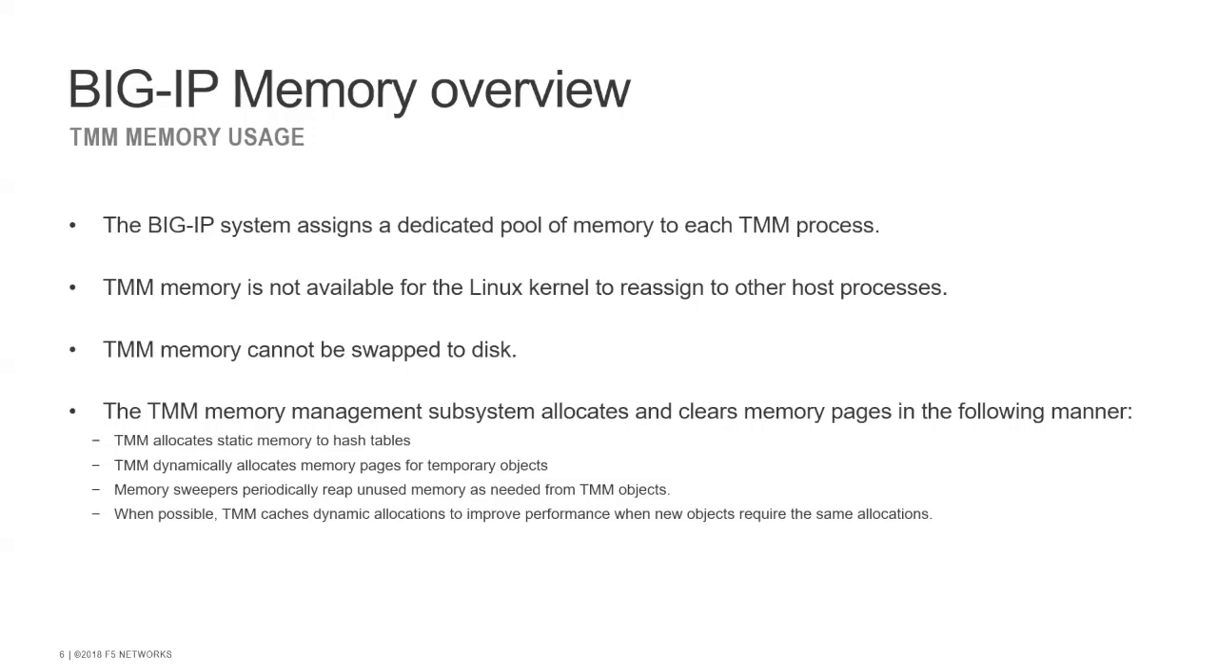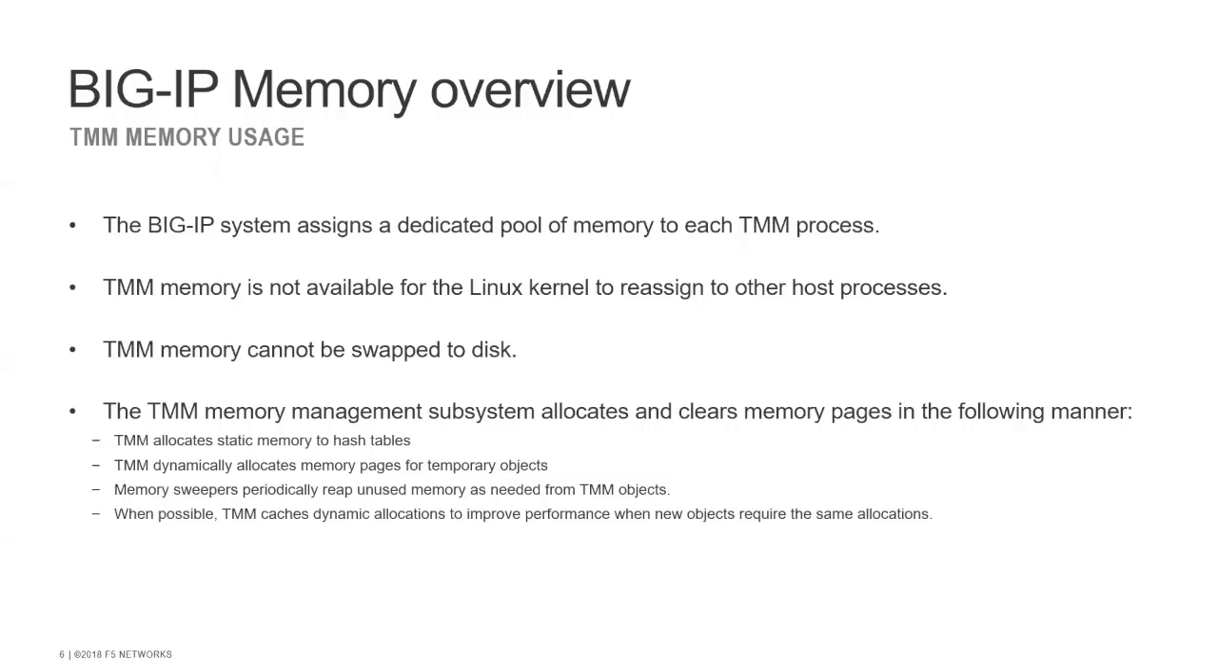The following information summarizes TMM memory. The BIG-IP system assigns a dedicated pool of memory to each TMM process. TMM memory is not available for the Linux kernel to reassign to other host processes. The system never considers TMM memory as available. This is important to note. The TMM memory cannot be swapped to disk.